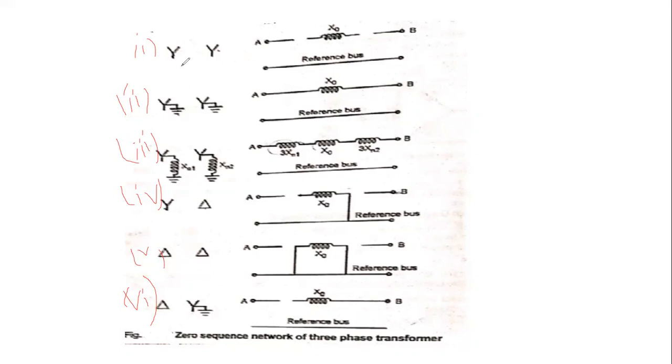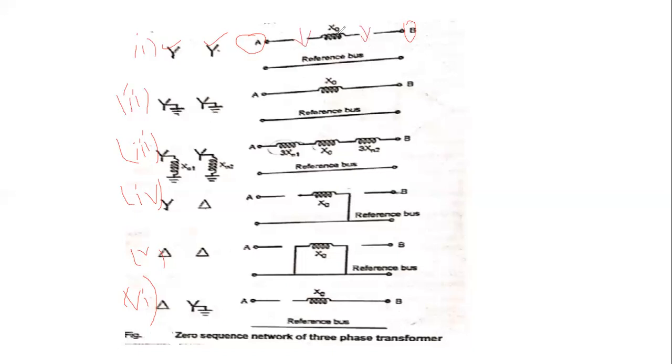Okay, what is the first consideration? When the primary winding is connected in star and the secondary winding is connected in star, in this case there is no grounding. This is A, the primary winding, and B is the secondary winding. If there is no grounding, that means it is an ungrounded system, therefore it will be taken as open circuited. A will be open circuited and B will be open circuited.